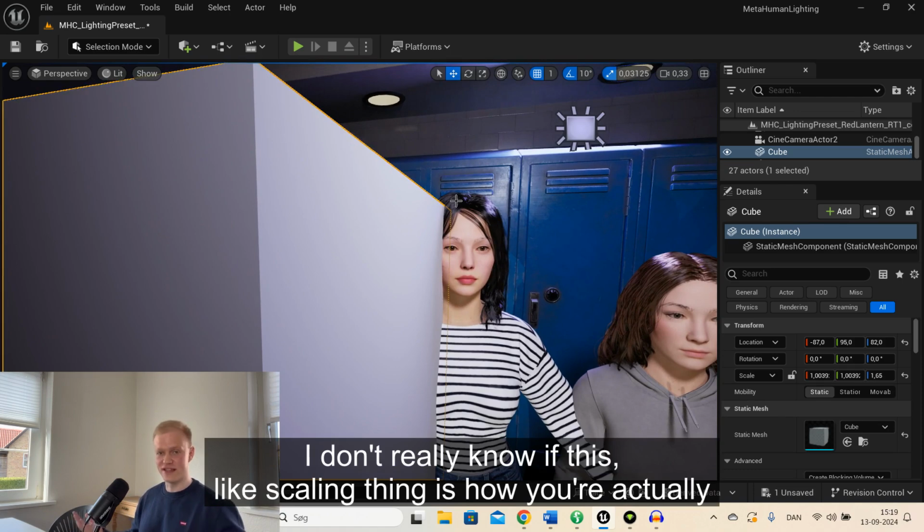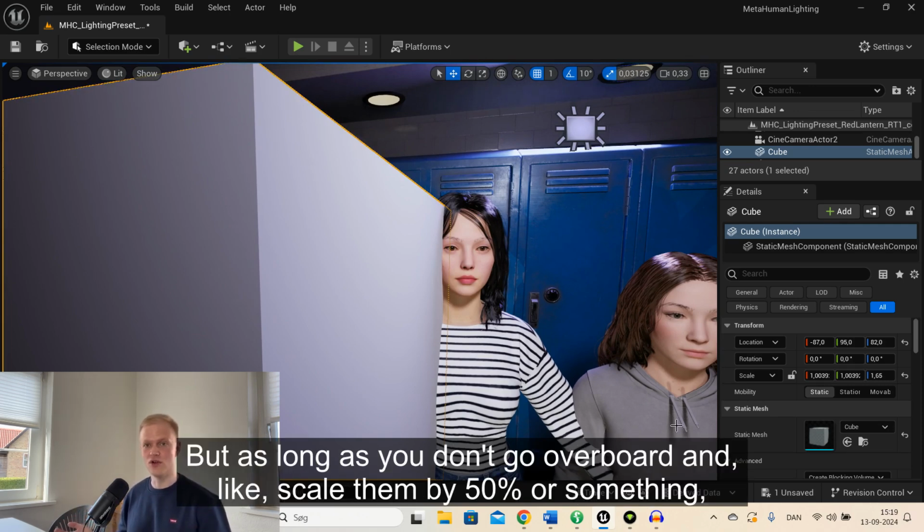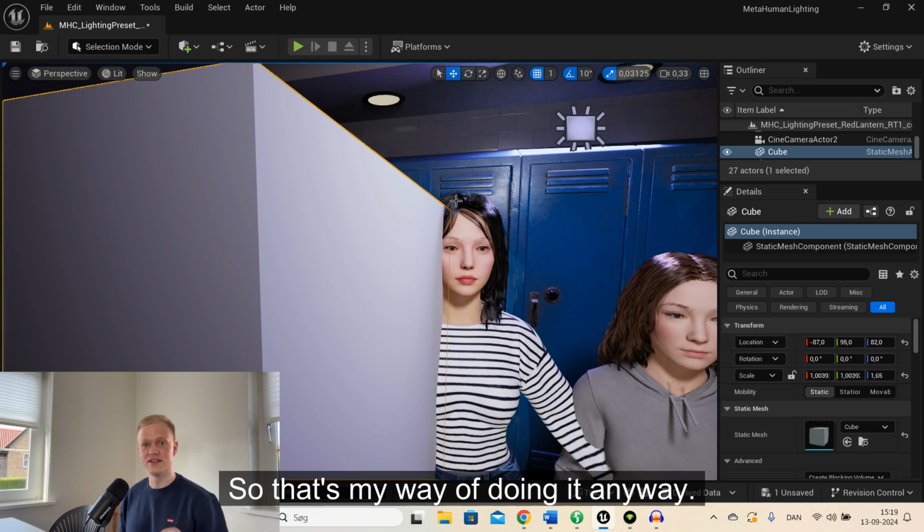I don't really know if this scaling thing is how you're actually supposed to do it, if it's the correct way. But as long as you don't go overboard and scale them by 50% or something, I think the texture should be okay. So that's my way of doing it anyway.